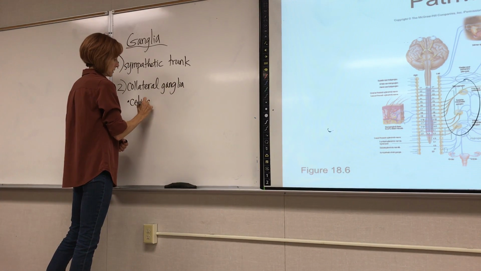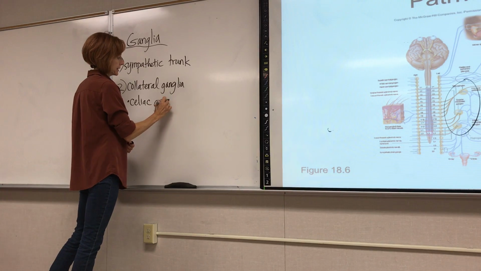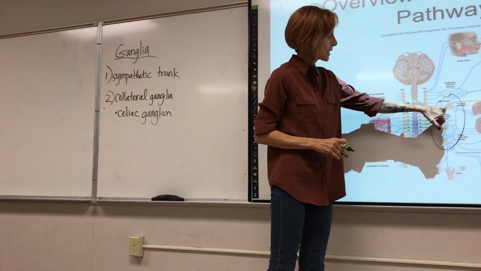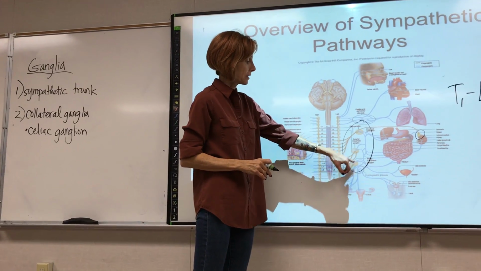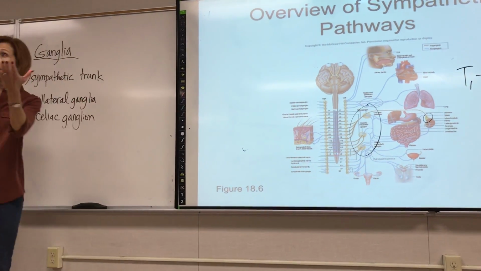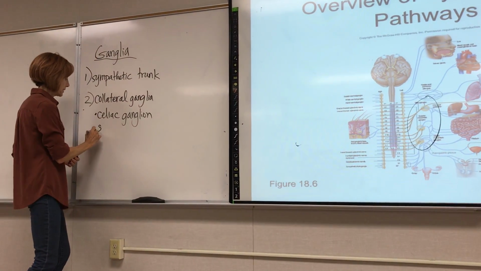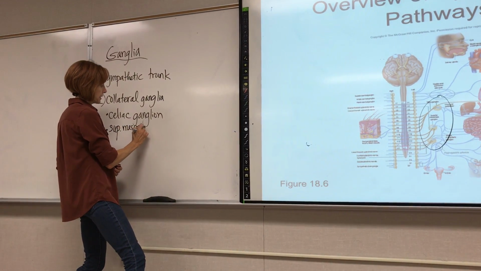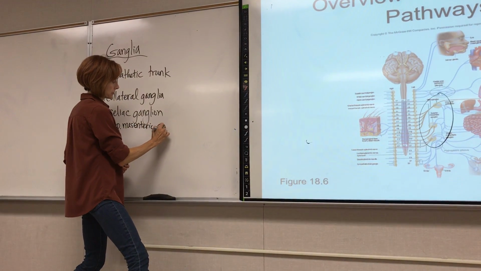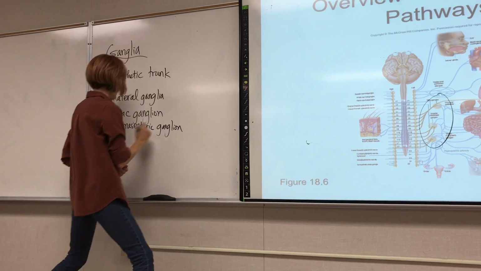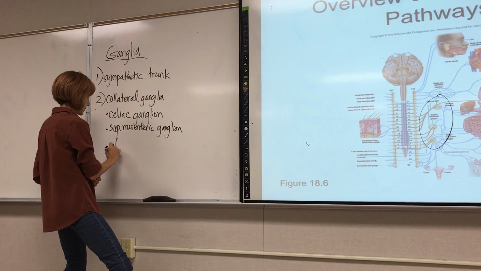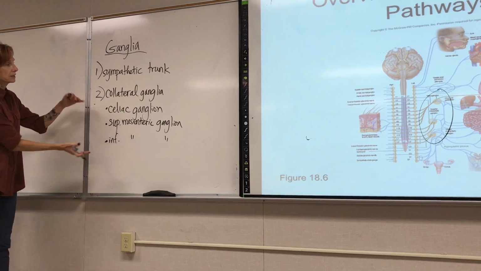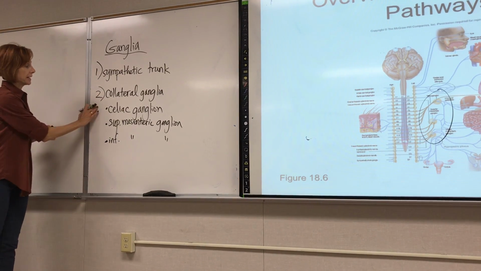Okay, so there is a celiac ganglion. And these are actually named after blood vessels that they are next to. And you guys will have to know the names of those blood vessels anyway. Okay, there's a superior mesenteric ganglion and an inferior mesenteric ganglion. Okay, so these are the collateral ganglia in the abdominal cavity.